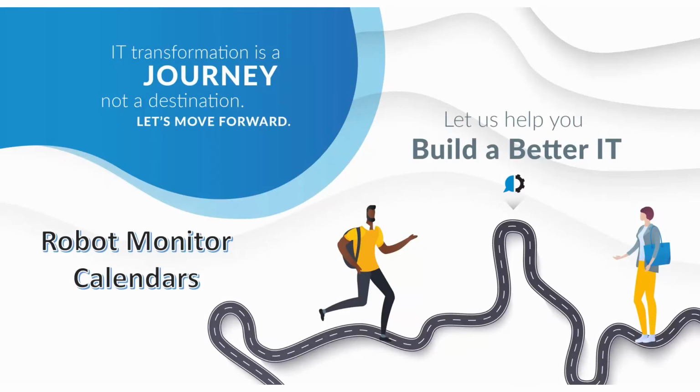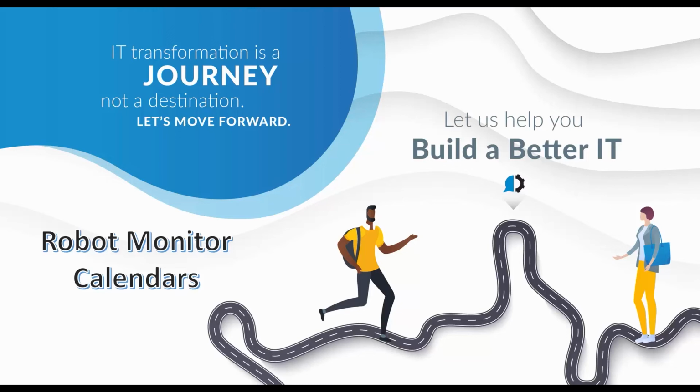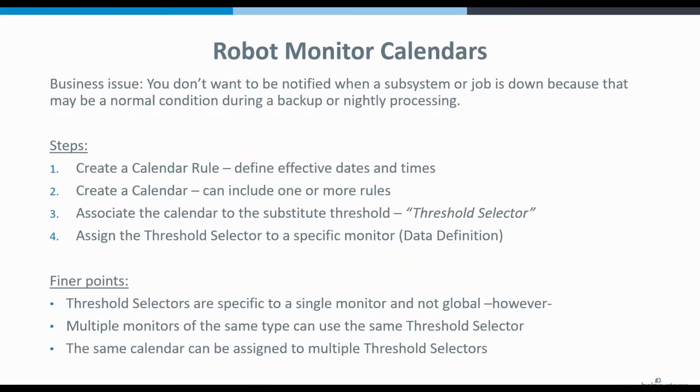Today we're going to talk about robot monitor calendars and how they can be used to qualify your thresholds and change if and when you get notified when something goes wrong. The business issue that a robot monitor calendar will help you address is those times when you don't want to be notified when, for instance, a subsystem or job goes down because of a normal condition.